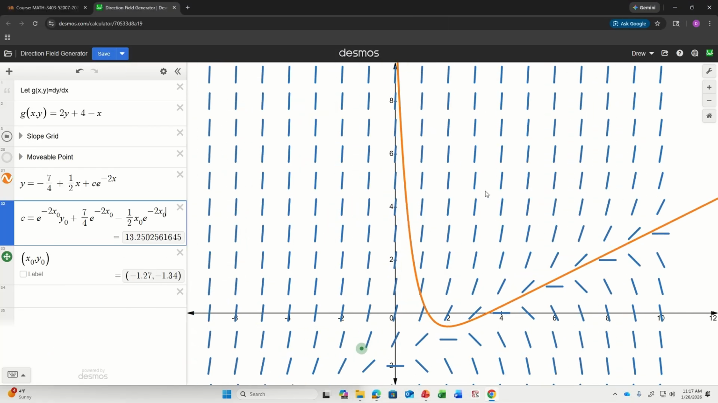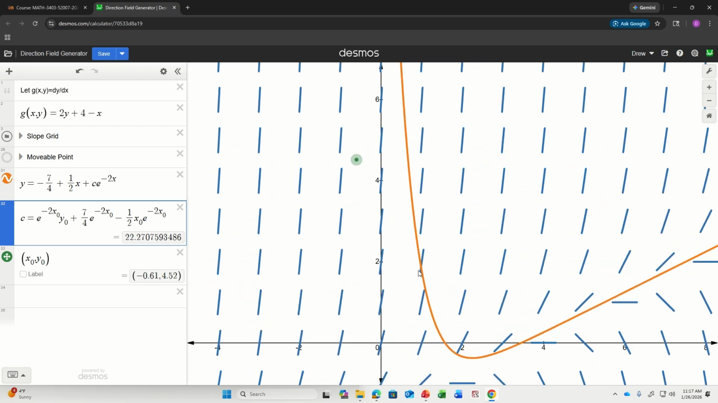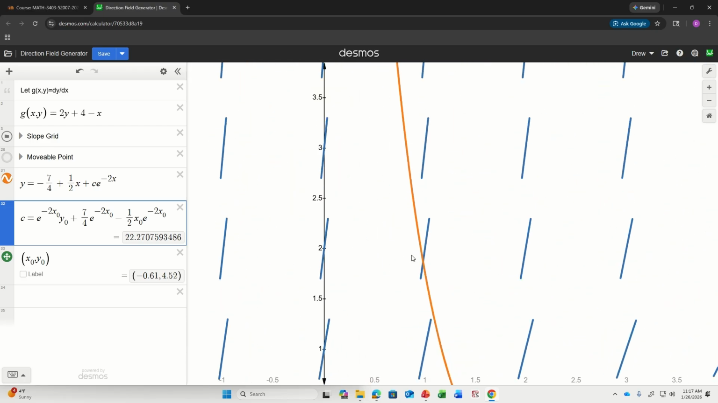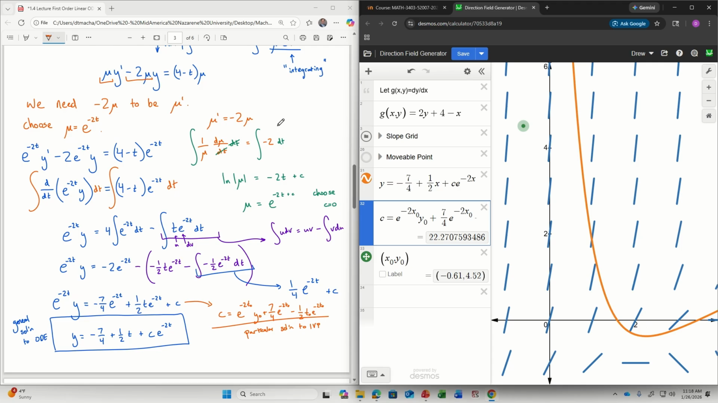Okay, how do we do? Not good. Not good, because my solution is not passing through my initial points. And it doesn't seem like my solution even matches the slope field, really. The direction field does not agree, so that's not good. Some bad signs in here. Do you guys notice any mistakes that we made along the way?